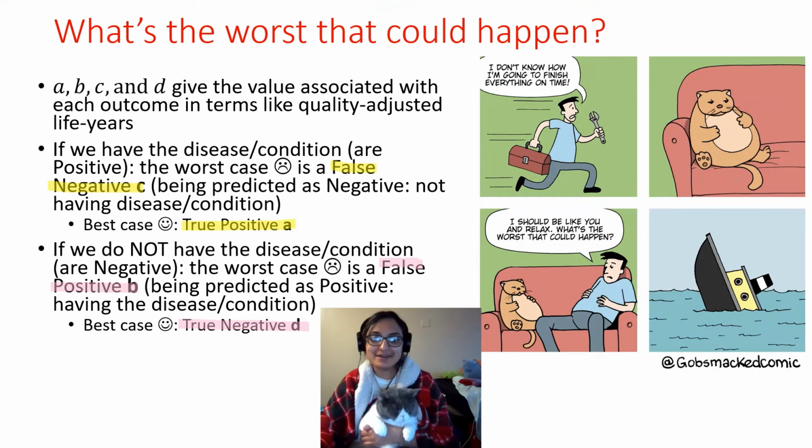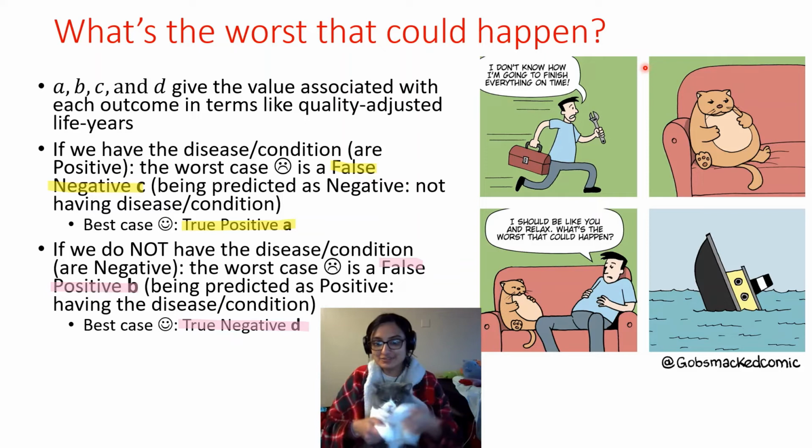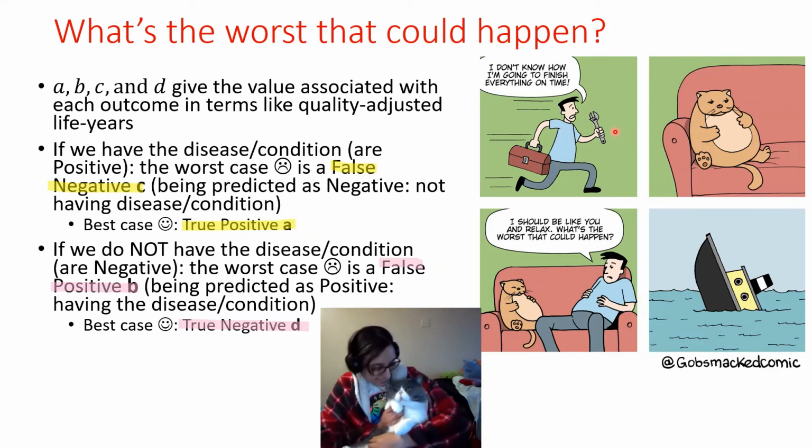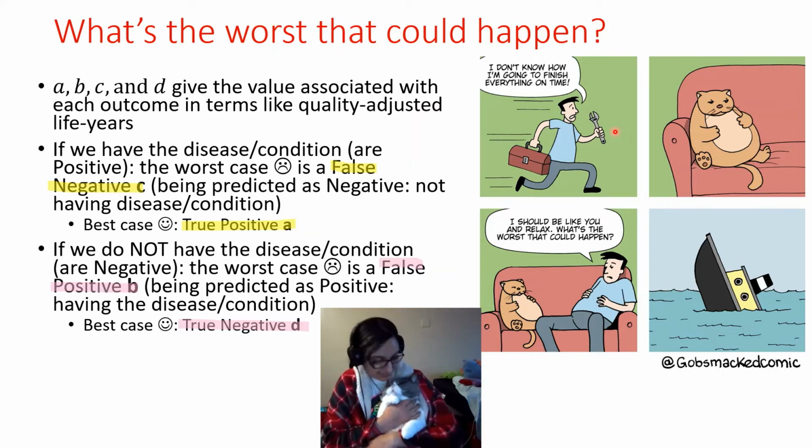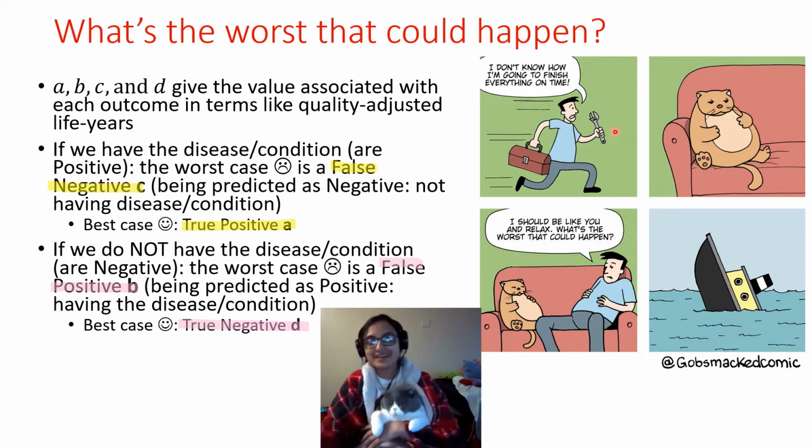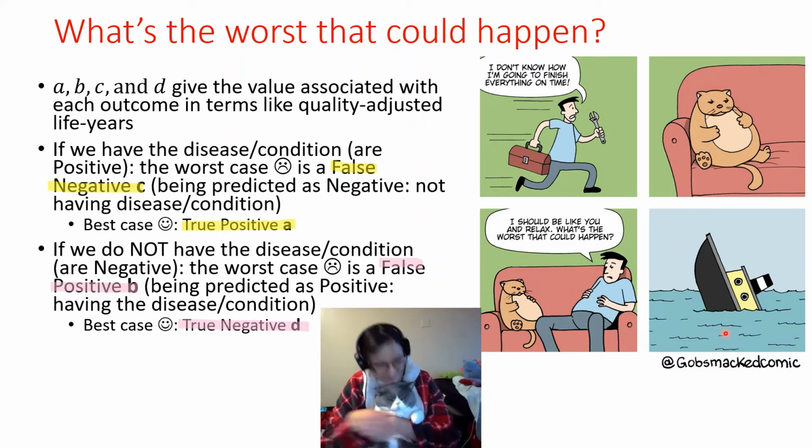A way that I think about it is, what's the worst that could happen? You can imagine this guy's like me. See, he's running home. I don't know how I'm going to finish everything on time. And back home, cute little Yankee is fast asleep. He's just asleep like this, like a little guy, on the sofa. And it's like me saying, I should be like you and relax. What's the worst that could happen? And then the ship here is sinking, but he's always sleeping.